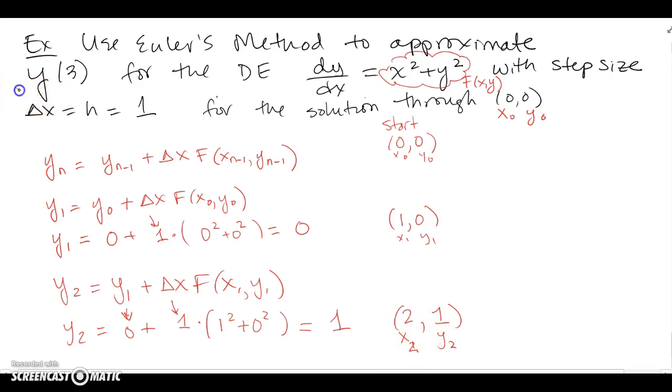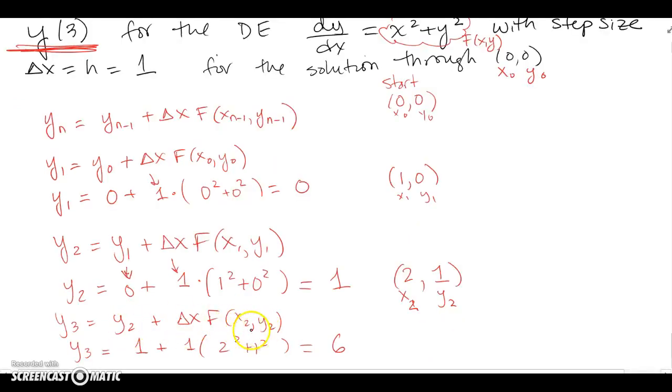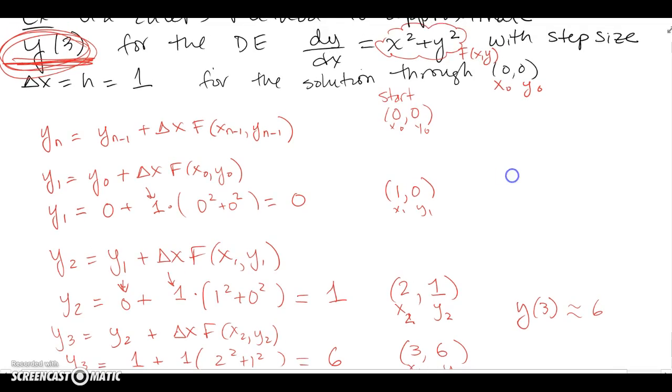And I'm almost there. I have to go approximate y of 3. So one more step and I'm going to get at y of 3. So once I use my y2 and x2 from the previous step, I get my y3 to spit out a 6. So now I'm at 3, 6. This is x3. This is y3. I was supposed to go to y value of 3. So it looks like y value of 3 is approximately 6 using Euler's method as a solution going through 0, 0.